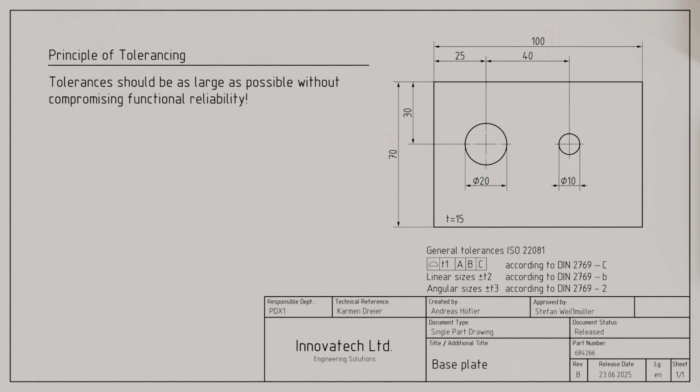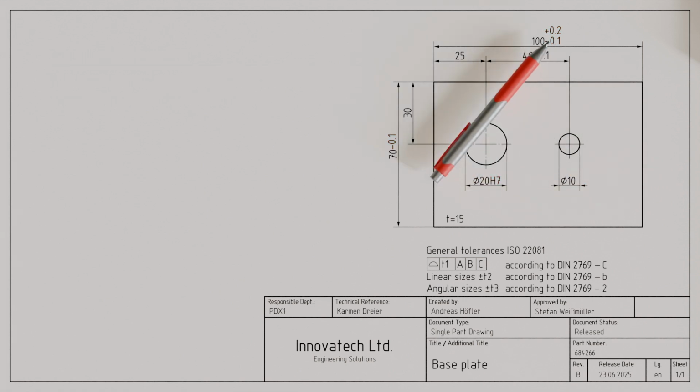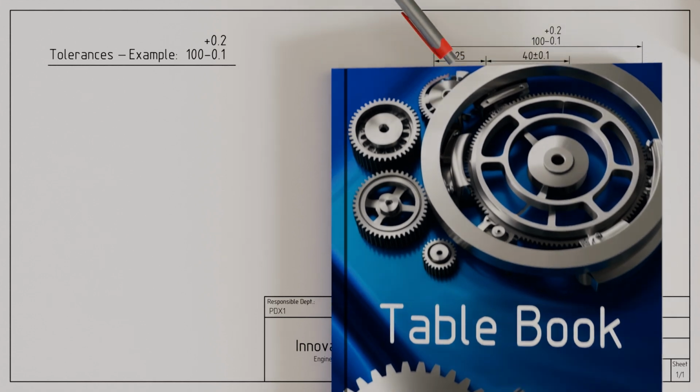In the drawing, various options for specifying tolerances are shown in red. These will now be explained in more detail. There are three types of tolerance specifications: direct tolerance specification, general tolerances, and the so-called isotolerances. First, let's take a closer look at the direct tolerance specification using the example of a nominal dimension of 100 mm, and explain the most important basic terms.